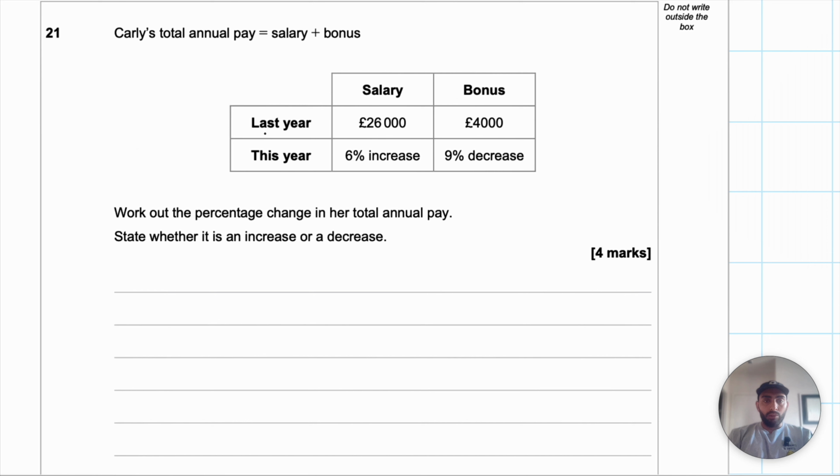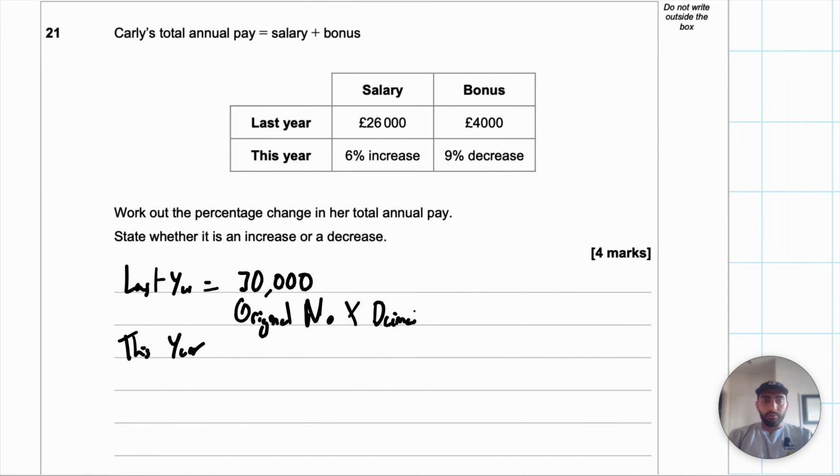So let's first figure out how much she earned last year. So last year she earned 26,000 plus 4,000. 26 plus 4 is 30, so it'd be 30,000 altogether. Now we need to figure out how much she earned this year. So we're going to be doing 26,000 with a 6% increase. So to do this easily, we're going to take our original number, and then we'll multiply it by a decimal multiplier. For this first one, because it's a 6% increase, we start off with 1 plus, and 6% as a decimal is 0.06. So for that first one, I'm going to multiply it by 1.06.